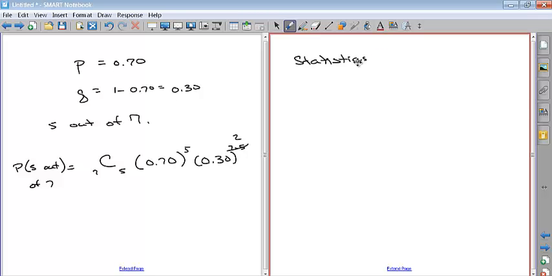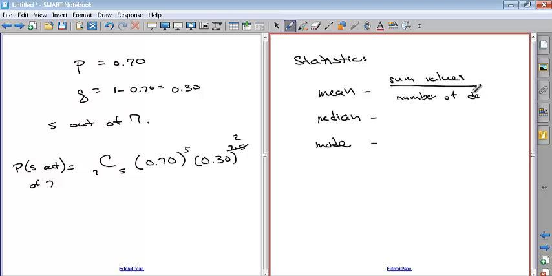Statistics, okay. So we had the measures of central tendency, which were mean, median, and mode. The mean is you sum the values together. So whatever your variable is, you add all the values together, and then you divide by the number of data points, whatever your data points are. So it's an average, basically. Mean is average.